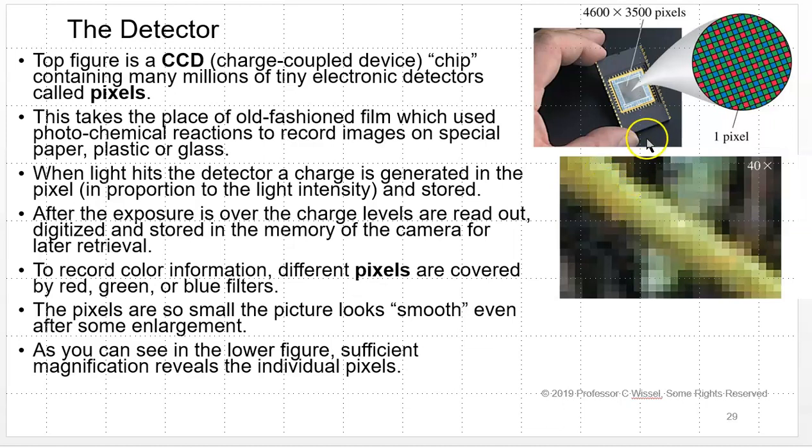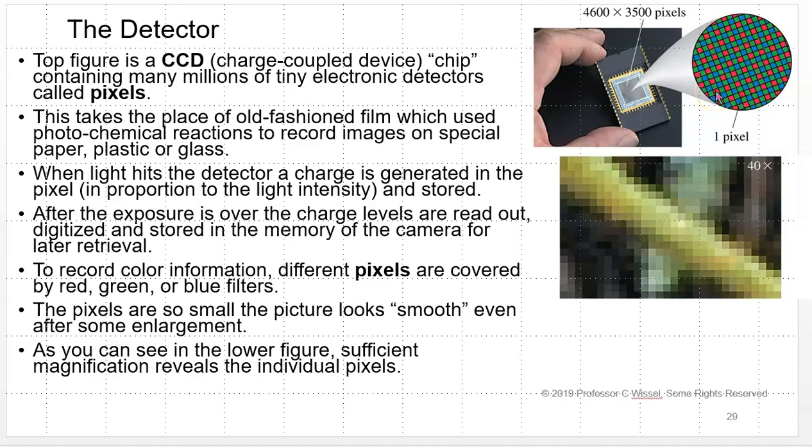When light hits a detector, a charge is generated in the pixel in proportion to the light intensity, and it's stored there. After the exposure is over, the charge levels are read out, digitized, and stored in the memory of the camera for later retrieval. To record color information, different pixels are covered by red, green, or blue filters. You can see that here, red, green, or blue.